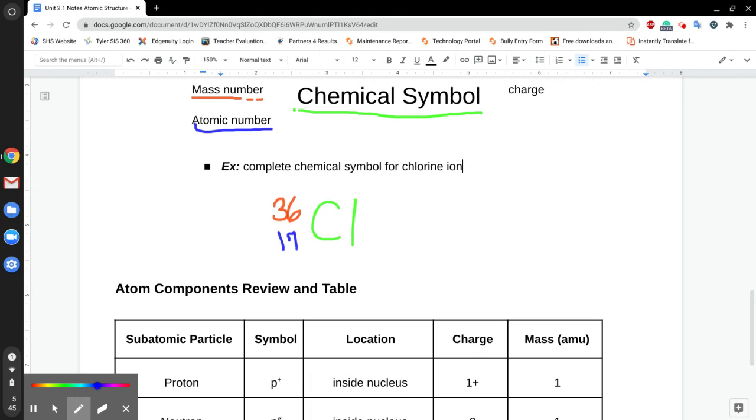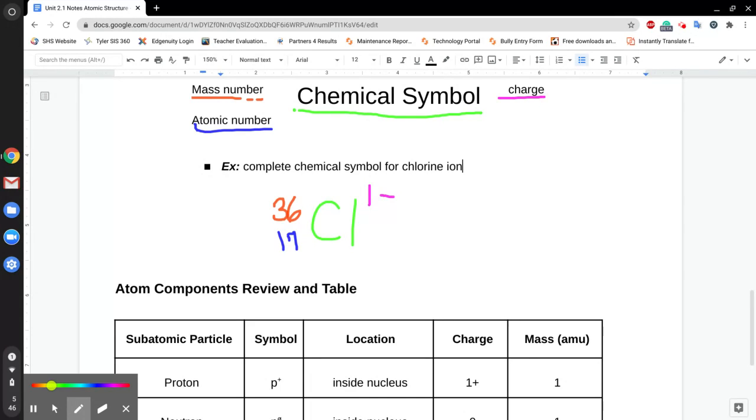Now, in this case, I'm just going to tell you that the charge here, this ion, has gained an electron. We get into why it gains an electron later on. But for right now, I'm just going to say it gained one electron. So I've got my chemical symbol, I'm going to tell how many electrons were affected, and how it was affected. We gained one. And then you have your complete chemical symbol.